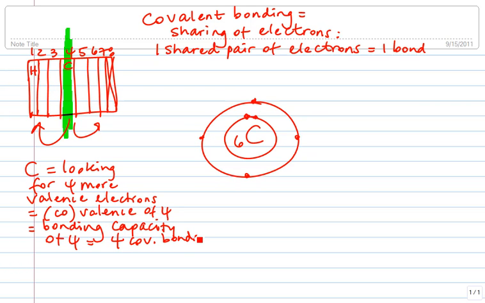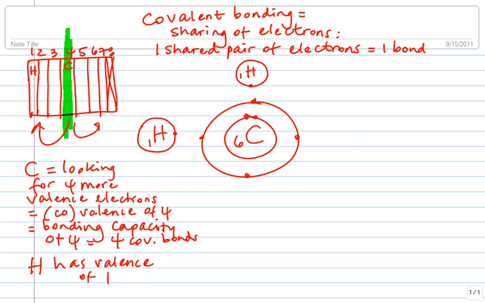So it has a bonding capacity of 4, which means it is going to be looking to make 4 covalent bonds. Now, each hydrogen has atomic number 1. So each hydrogen will have a single electron in the first shell, and that shell holds only up to 2 electrons. So hydrogen is looking for 1 more. So hydrogen has a valence or covalence of 1. And if you have 4 of them, each one will be the same, of course.